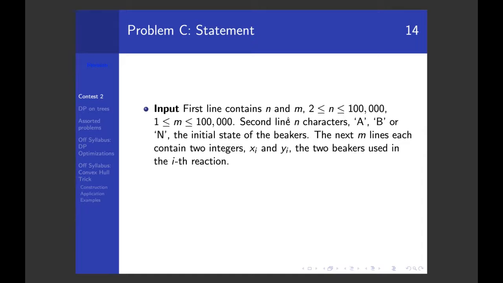And the input: you're given n, the number of beakers or chemicals, and m, the number of mixtures, up to 100,000. Then you're given n characters. That's for each chemical, is it an acid, base, or neutral? And then you're given the m experiments.